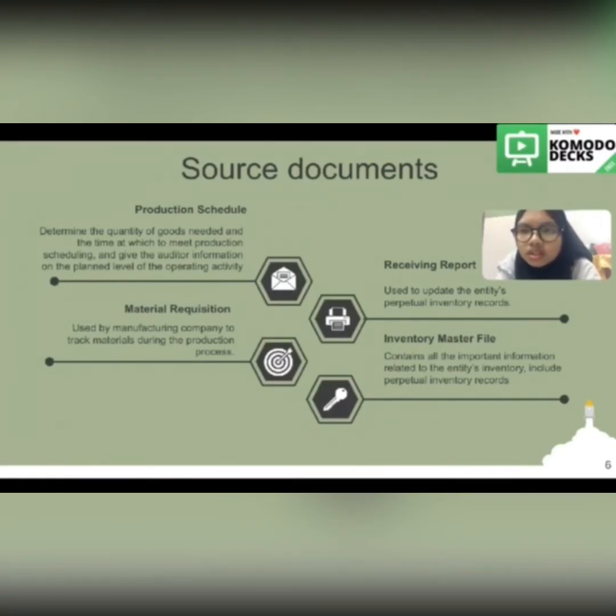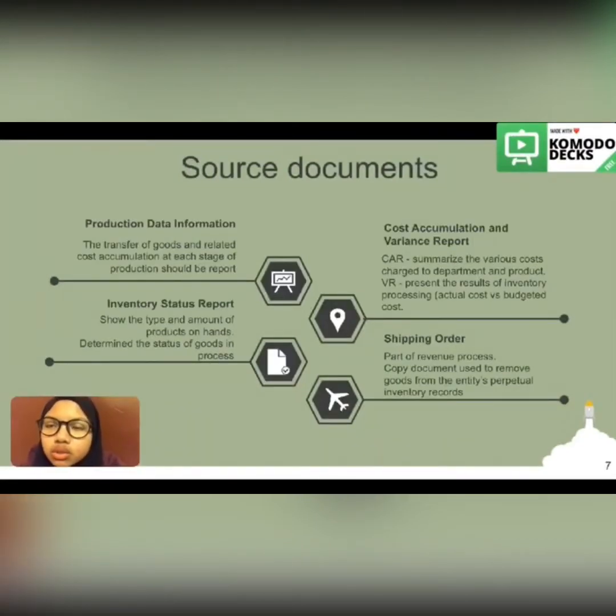The next one is material requisition. This document is used by a manufacturing company to track material during the production process. The next document is inventory master file. This document contains all the important information related to the entity inventory, including perpetual inventory record. The next document is production data information. In this document, the transfer of goods and related cost accumulation at each stage of production should be reported.